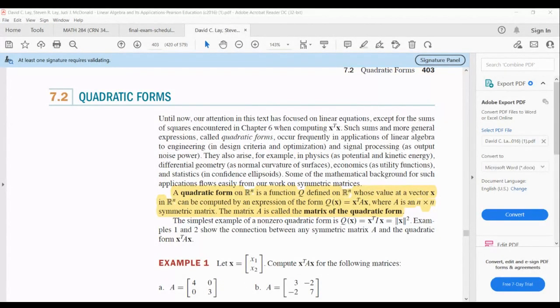Okay, so we are on our last new section here, section 7.2, quadratic forms. And the matrices in chapter 7 are symmetric matrices. Okay, they are symmetric matrices.